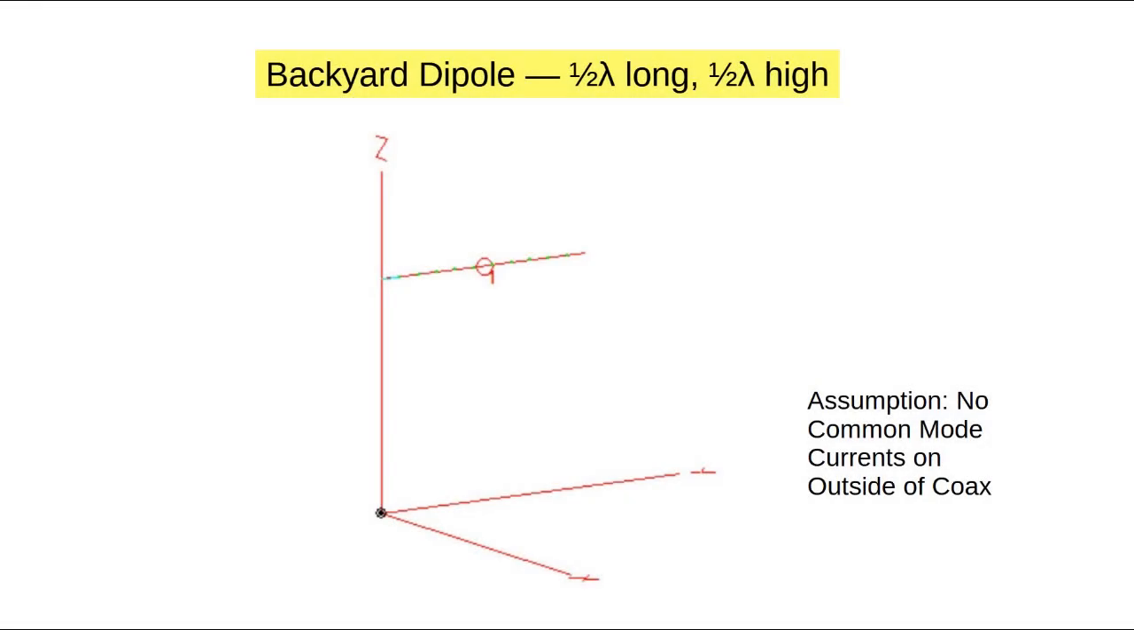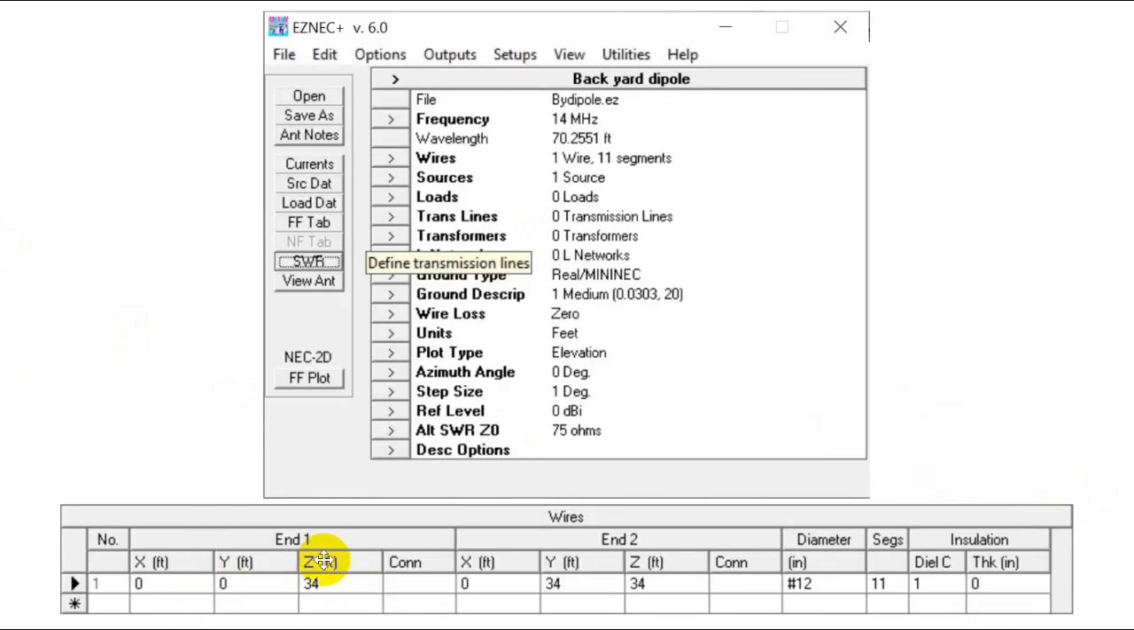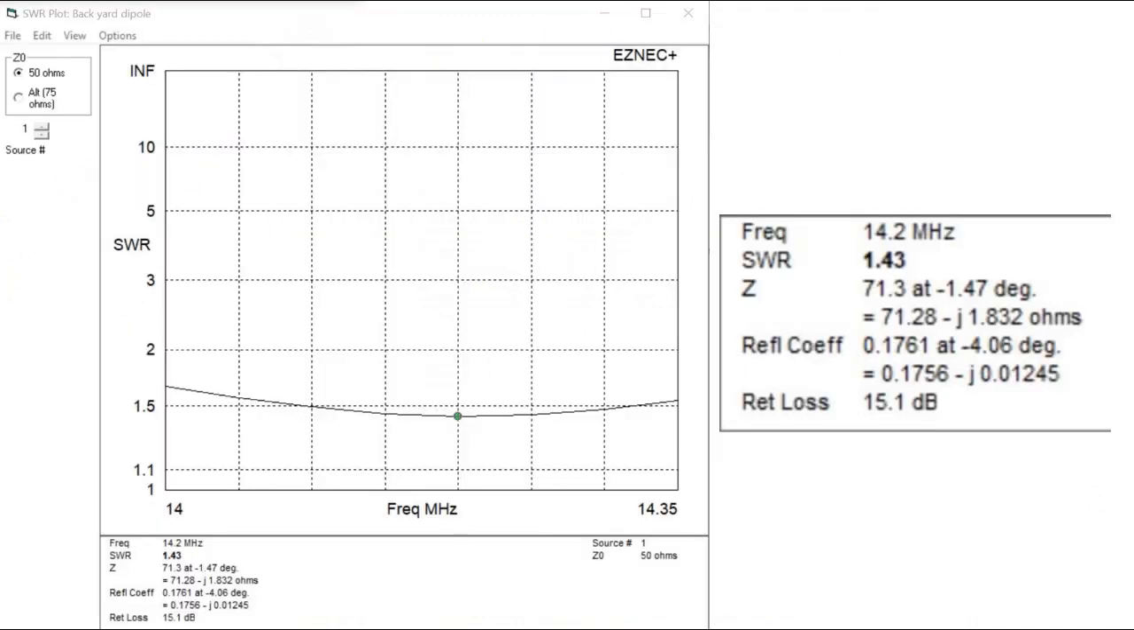We're going to take a look at a so-called backyard dipole, a simple dipole. And this is an optimum dipole for 20 megahertz. It's 1/2 wavelength long and 1/2 wavelength high. So if we look at the entries here, we see the ends. It's 34 feet wide and 34 feet tall, number 12 wire. And so we're going to look at a couple things about this antenna.